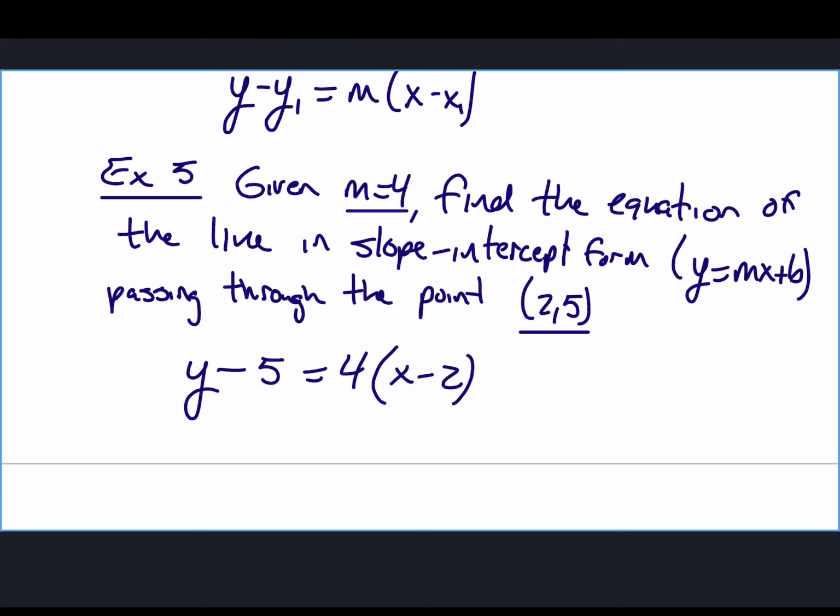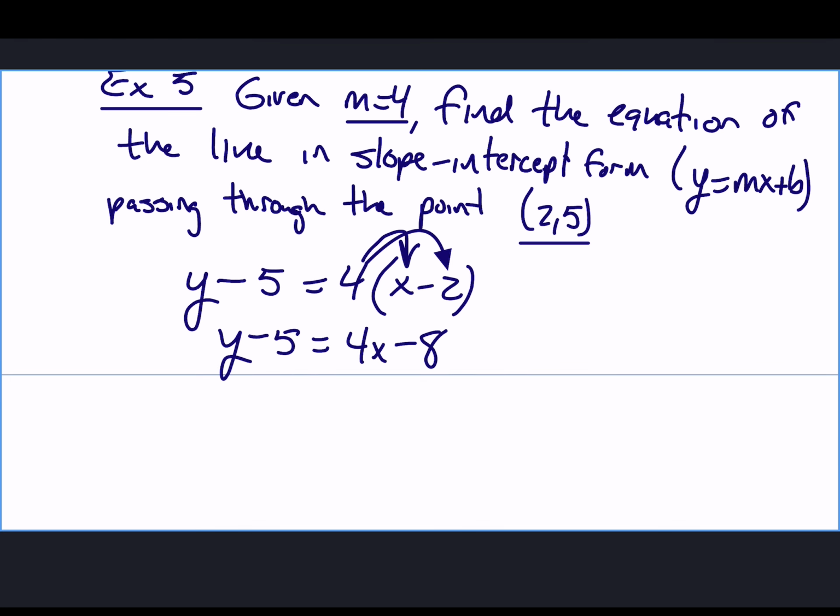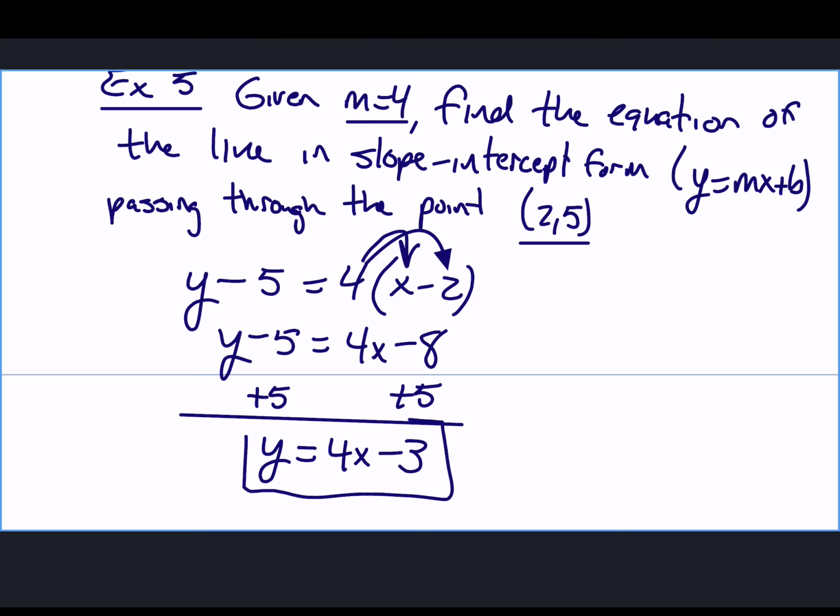Okay, now that we're at this point, what do we need to do? We need to distribute, so we'll get 4 times x, 4x, and 4 times negative 2, negative 8. And then to solve for y, to get y by itself. Why do we want to get y by itself? So we get the slope-intercept form. We want it in slope-intercept form, so we'll do what to both sides? Add 5 to both sides. And we get y equals 4x minus 3. Negative 8 plus 5 is negative 3. And this would be our final answer.